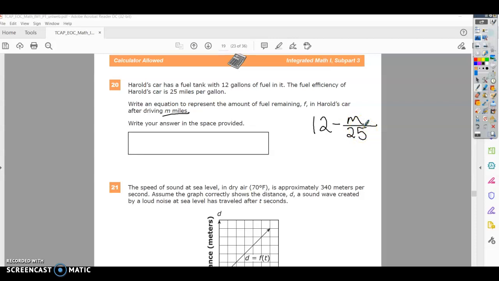So it's good to talk through these and make sure that it makes sense when you plug in a number. Alright, so it says also use F for the amount of fuel remaining. So write an equation. We can write F equals, or you can write F of M equals. F of M is just function notation, and I'm sure it would be fine if you put F equals 12 minus miles divided by 25, or F of M equals 12 minus M over 25.